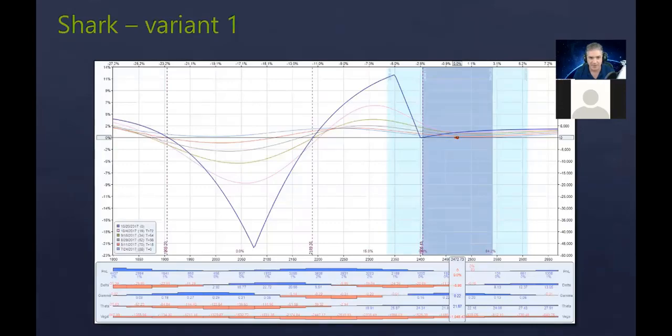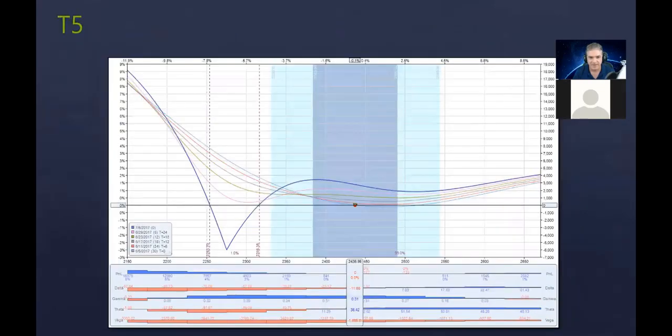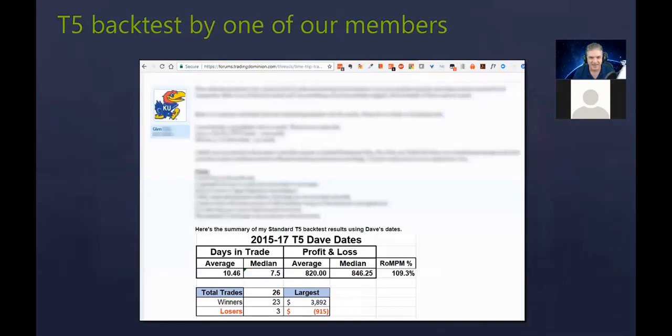So just to give you a look at some of them, this one here is called the Shark. You can see we can start to get very interesting T+0 lines, okay? This one here is another Shark variant. This one here is what we call a T5, right? And again, these are not the types of T plus X lines that you're used to seeing. And then here, this is a backtest by one of our users. And again, some very interesting stuff. You can see here that his backtest ran from 2015 to 2017, a total of 26 trades, 23 winners, 3 losers. Largest winner, $3.8 thousand. Largest loser, $900.